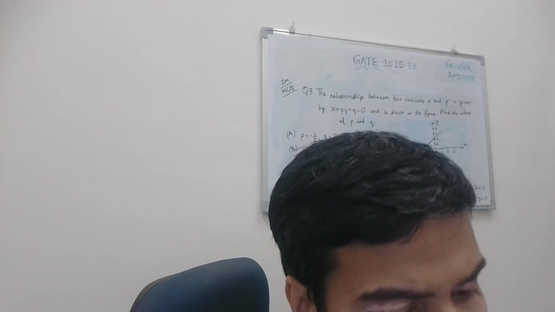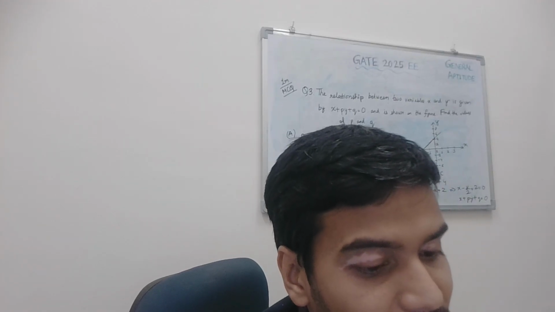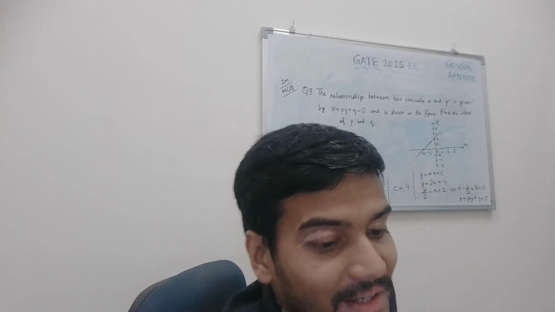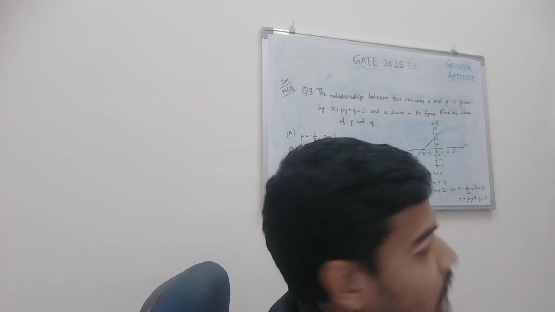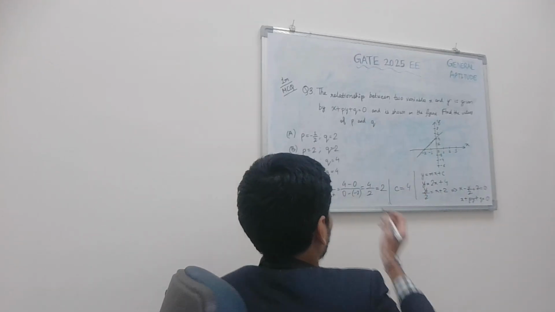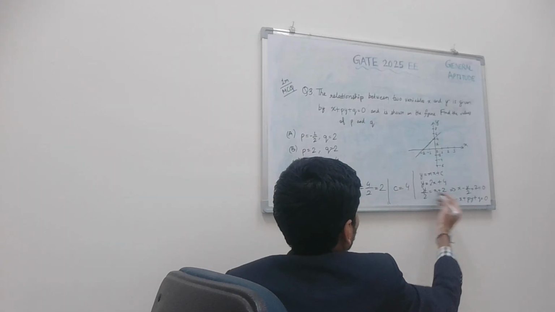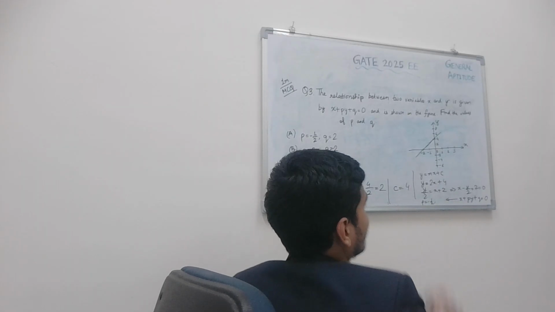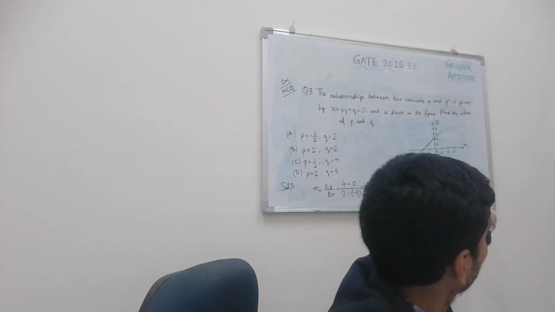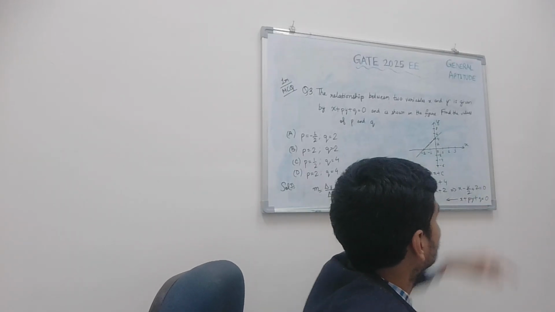Now what you need to do, you need to compare the coefficients of y and the constant term. Coefficient of y in the first equation is minus half. And the coefficient of y in the second equation is p. So p is equal to minus half. Now here we get what? p equal to minus half. And the constant term is q here and 2 here. So q equal to 2.